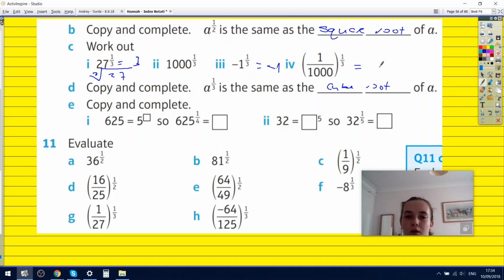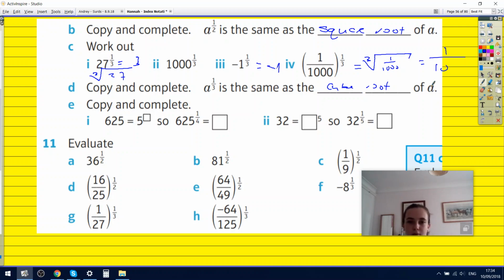Is it cube root of 1 over 1,000? Is that this 1 over 1,000? Or 1 over 10? 1 over 10, yeah, because if you did 1 over 10 times 1 over 10 times 1 over 10, you'd get 1 times 1 times 1 over 10 times 10 times 10. How about, sorry, any questions with those ones?